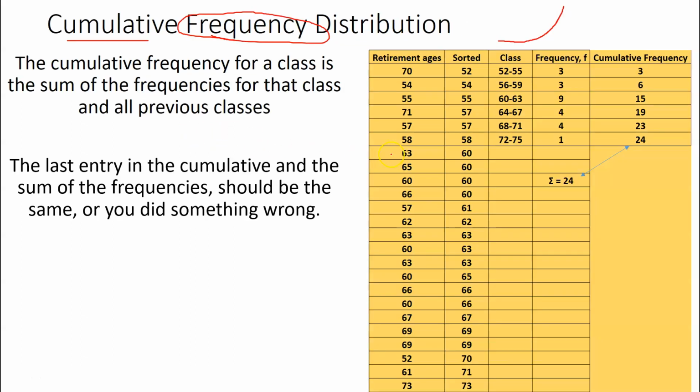Oops, I was going to make a comment here. Yes, your last number here should always equal how many data points you had. If it doesn't, then you missed a data point someplace. So that's just a little side note.